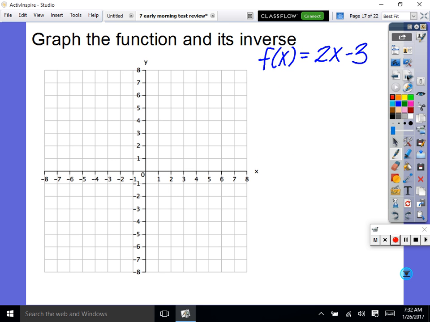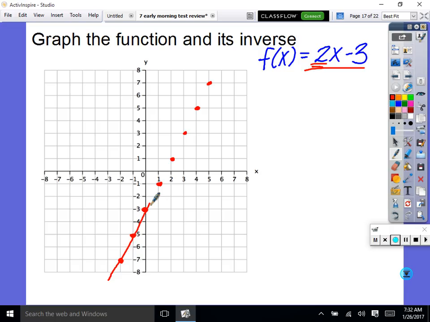Okay. Graph the function and its inverse. This is almost the end of the test here. So you'll graph the original function. Take my suggestion here. This is a line. The y-intercept is negative 3, right? Our slope is 2. So you go up 2 over 1, up 2 over 1, up 2 over 1, and then down 2 over 1, down 2 over 1.